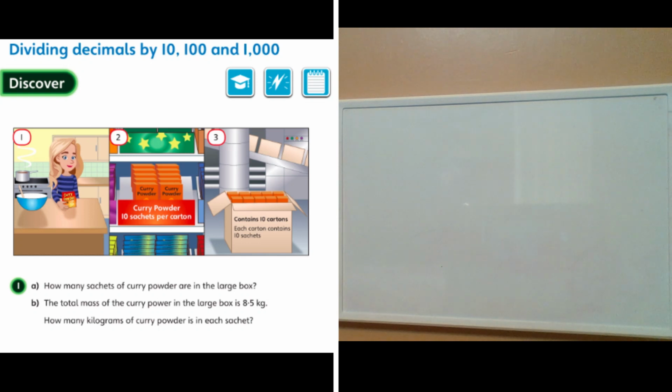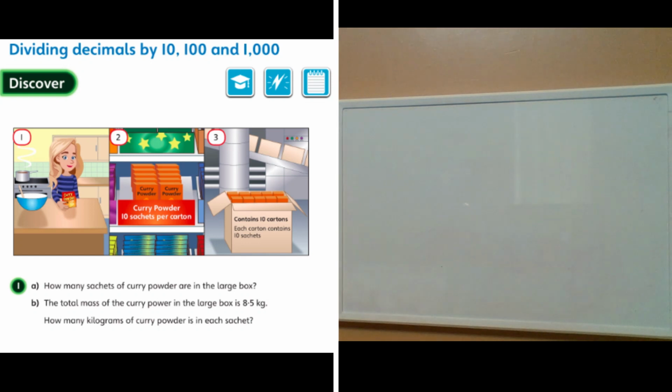So how many sachets are on the shelf right now? Well, I could just count in tens. 10, 20, 30, 40, 50, 60, 70, 80, 90, 100. Because there's 10 boxes and each box has 10. In the third picture, it says that in that large box, it contains 10 cartons, just like we saw on the shelf a second ago. Each carton contains 10 sachets. So what I'm noticing is that in the third picture where we see that large box, it seems that they've just taken the contents of that large box and put it straight onto the shelf from the second picture.